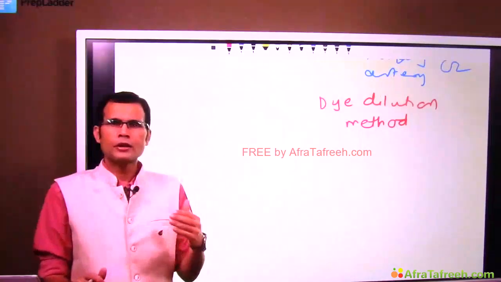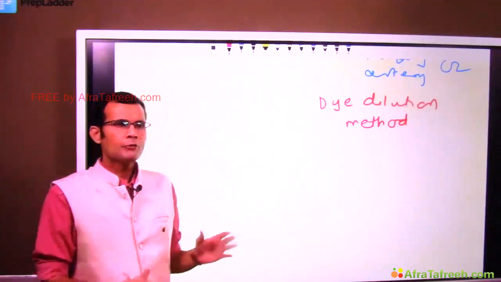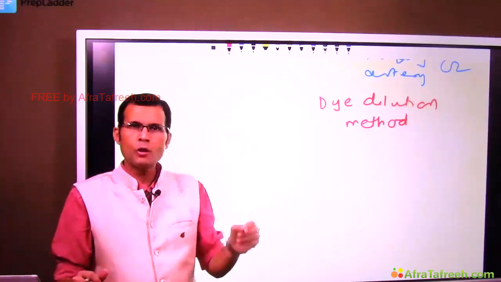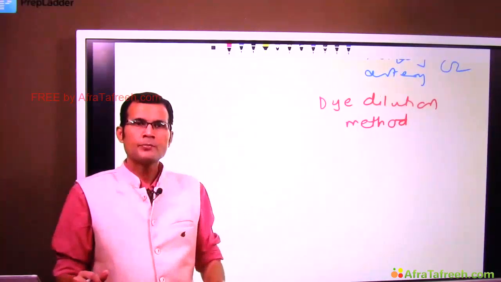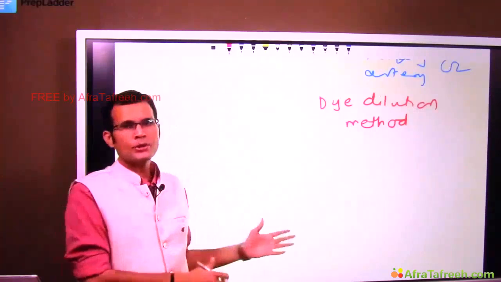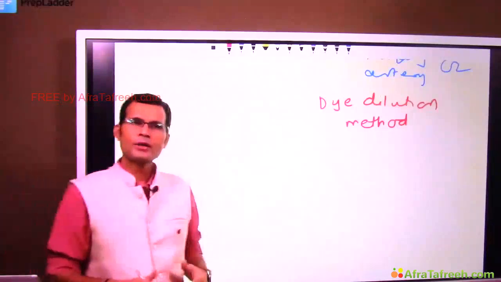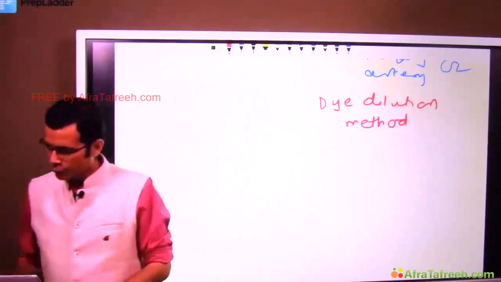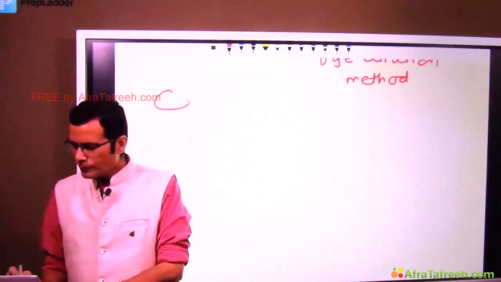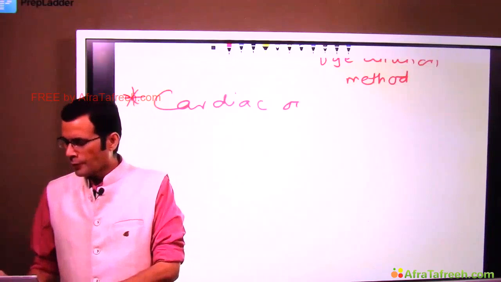For instance, one new dye was brought into the market, and it was found that this dye is sticky. It sticks to the vessel wall after injecting. How will it produce the error in the estimation of cardiac output? So such questions have been asked, or they are likely to be asked, and therefore let's now discuss the cardiac output. First thing, introduction and definition.